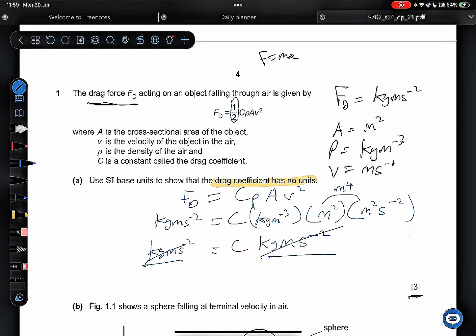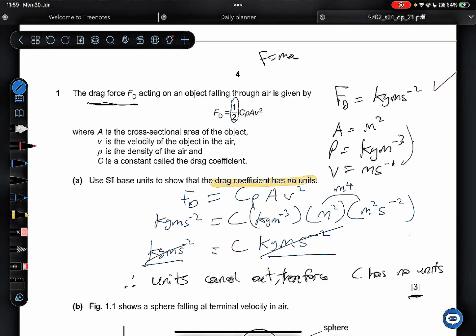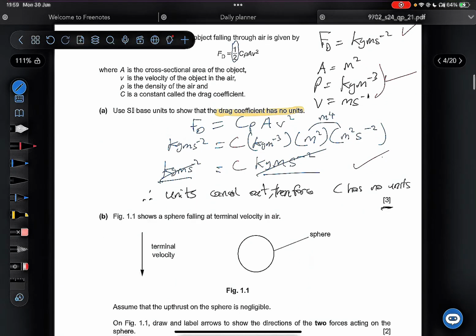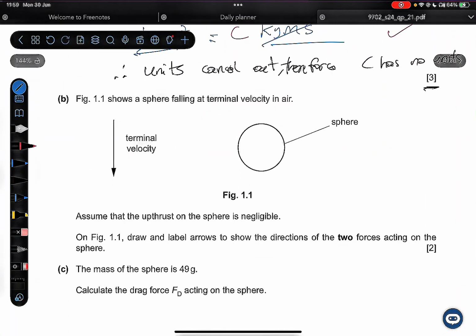So we now have to write a statement to finish it off and say: units cancel out, therefore C has no unit. And then you get your 3 marks. I'm very sure you get a mark for this. You get a mark for writing all of this, and then you get a mark for doing all of this as well. Good. Now, next question.